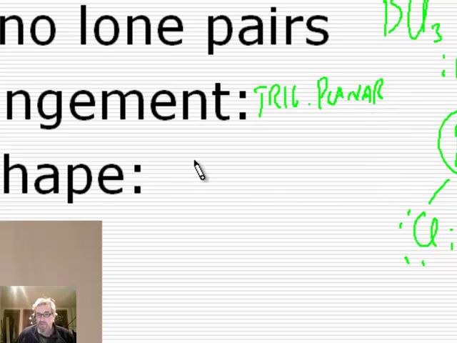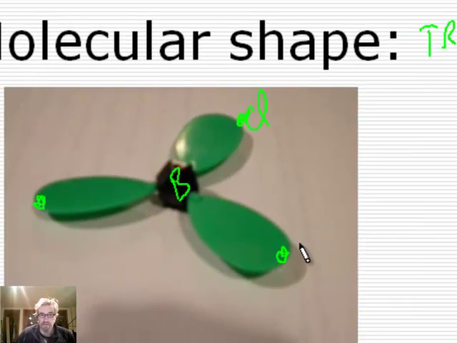The molecular shape is also trigonal planar because at the outside of each one of the regions of electron density, we actually have an atom. So there's boron in the center and chlorines on the outside. Bond angles are 120 degrees. It's a trigonal planar molecule as well as a trigonal planar VSEPR arrangement.